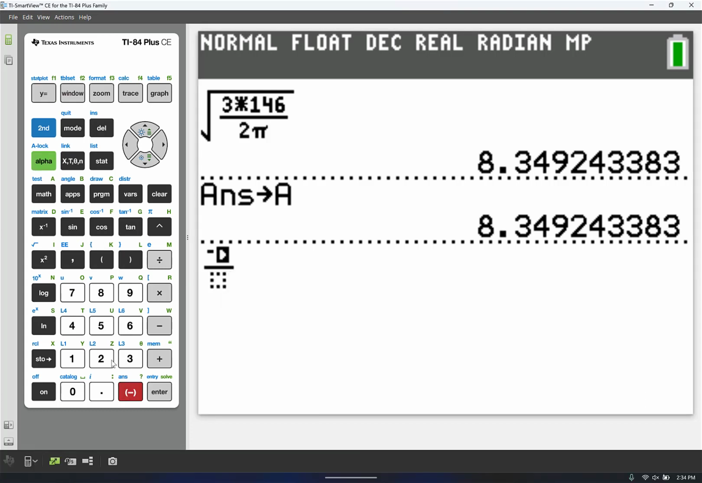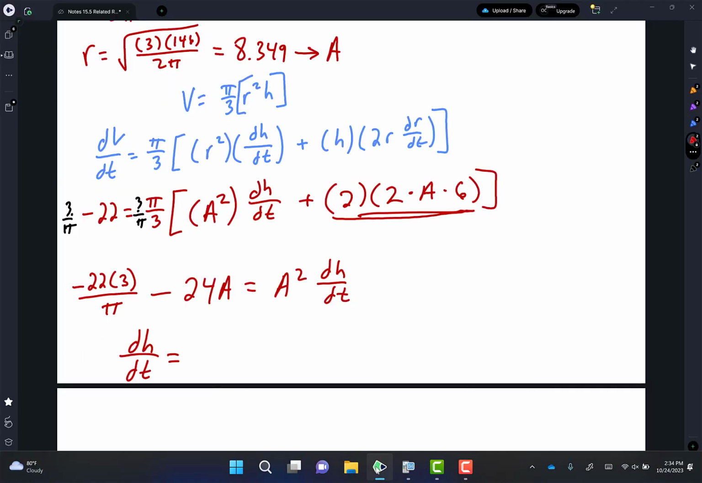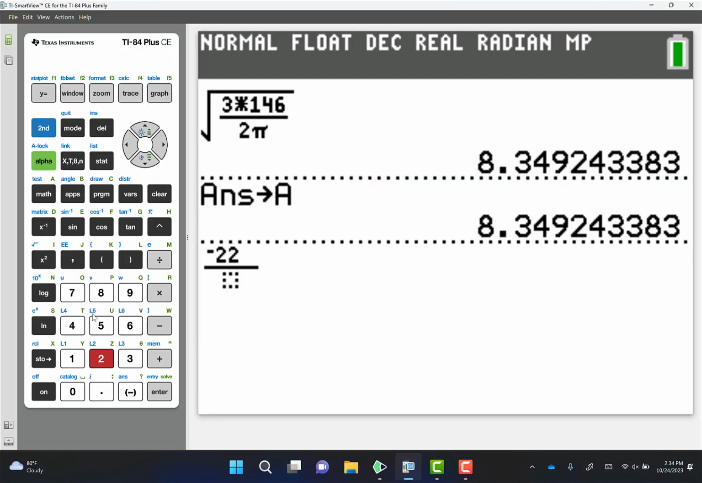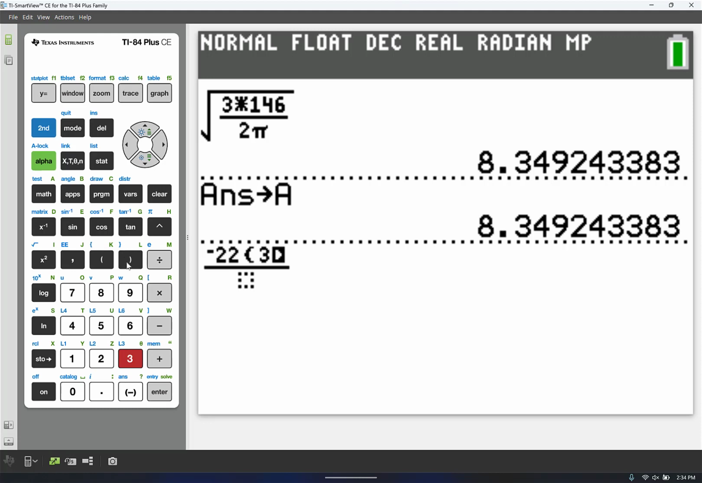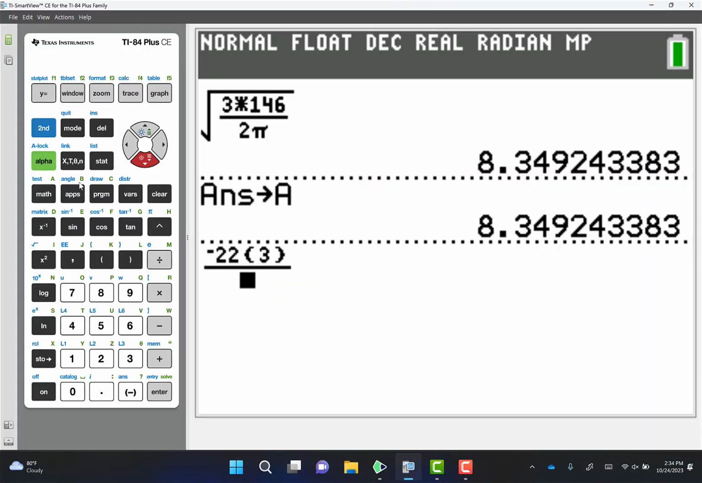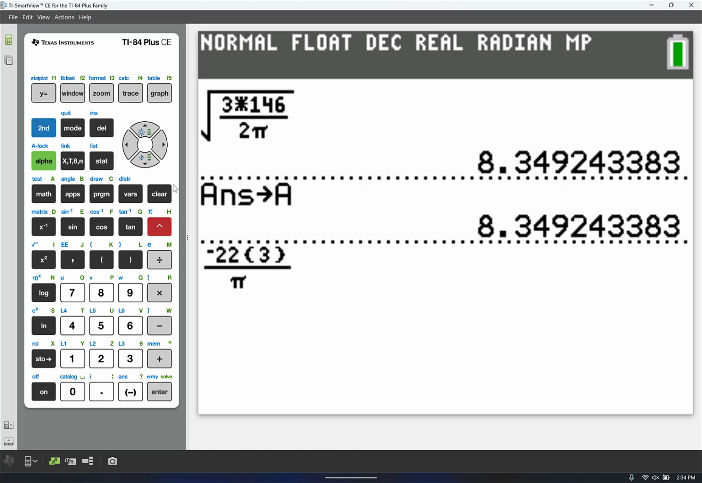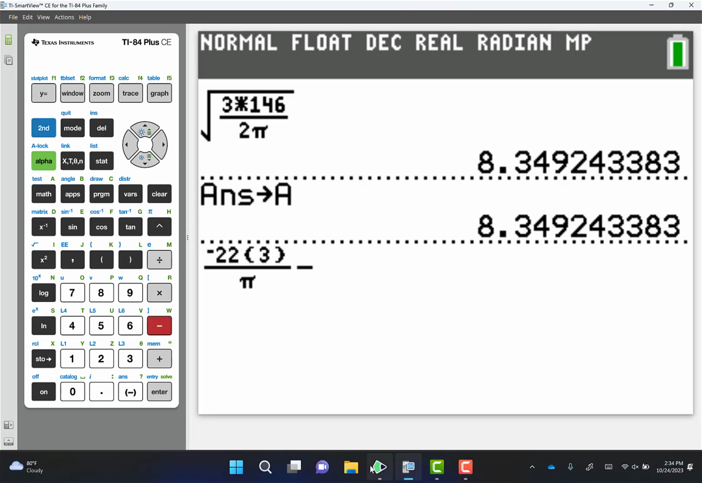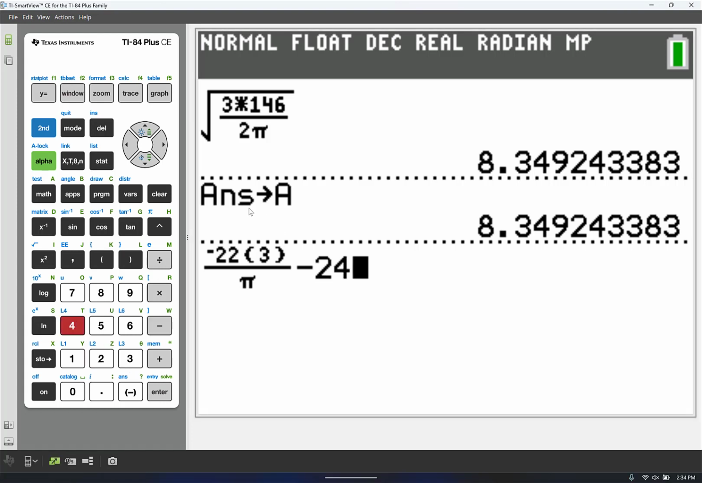What did I have? Negative 22 times 3. I guess I could have done that by hand because that's not hard to do. Over pi, so we'll put the pi in here. And then minus, I put 24a right there. So I'm just going to type it in like that. 24. I did save it to a, right? Yeah, I did. 24a. And I'm going to push enter. Look at that, guys. Look how beautiful this is.